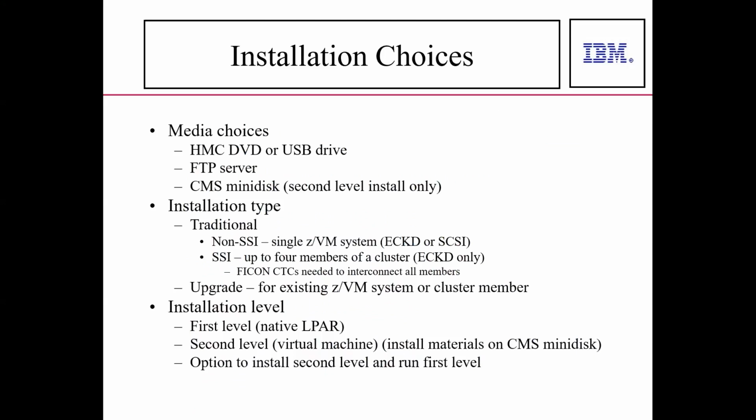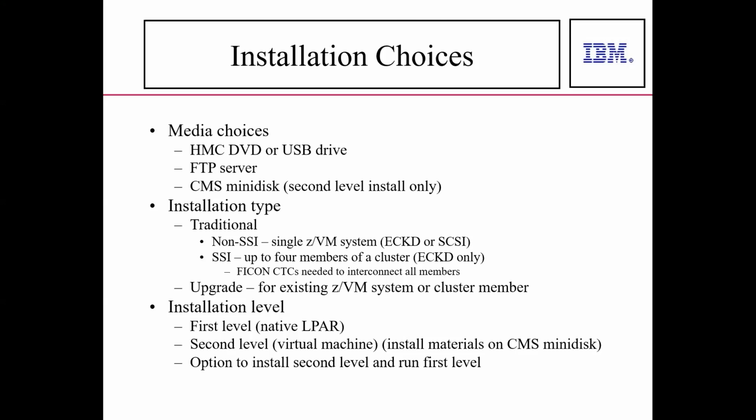So we've sort of talked about the media here. There are media choices. So how are you going to make the installation material available to an LPAR where you're going to do the installation? So you basically have the choice of DVD in the HMC or a USB drive in the HMC, an FTP server that the HMC can contact, or if you're installing z/VM second level, in other words, you already have a VM system and you can use that VM system to do the install. This is my favorite because it's the easiest.